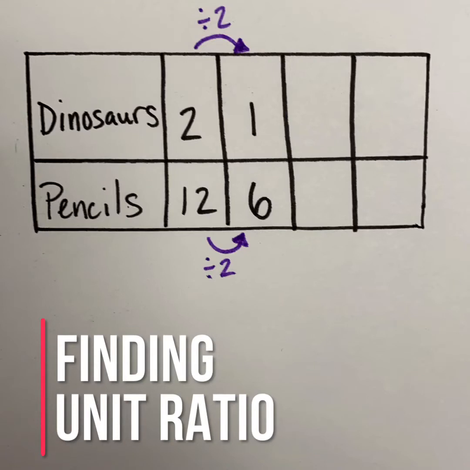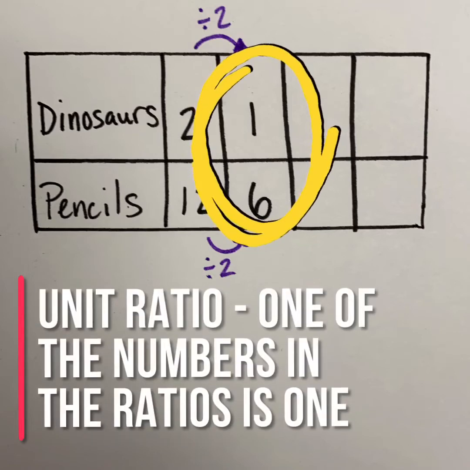Now, if we want to check to see if this is an equivalent ratio, we would ask ourselves if it has the same relationship. 2 to 12, okay, there were 6 times as many pencils as dinosaurs. 1 to 6, there's still 6 times as many pencils as there are dinosaurs. So this is an equivalent ratio. And it is also the unit ratio. In a unit ratio, one of the numbers in the ratio is equal to 1. And in this case, it's the dinosaurs. So for every dinosaur, we have 6 pencils.